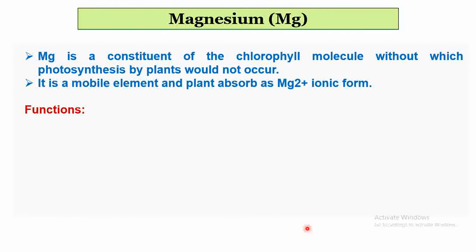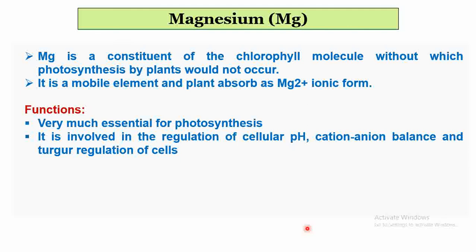So next, magnesium, another macronutrient, is the major constituent of chlorophyll molecule. Without magnesium, photosynthesis would not occur. It is absorbed as Mg+2 ionic form. It's very much essential for the photosynthesis.